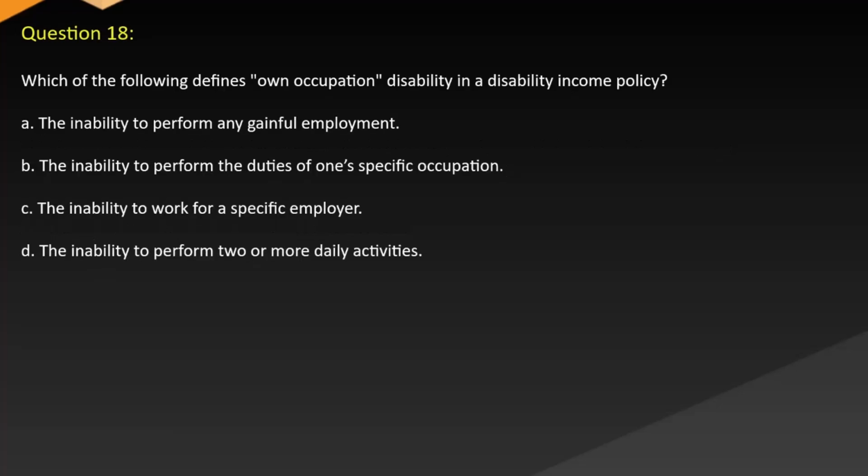Question 18. Which of the following defines own occupation disability in a disability income policy? A. The inability to perform any gainful employment. B. The inability to perform the duties of one's specific occupation. C. The inability to work for a specific employer. D. The inability to perform two or more daily activities.